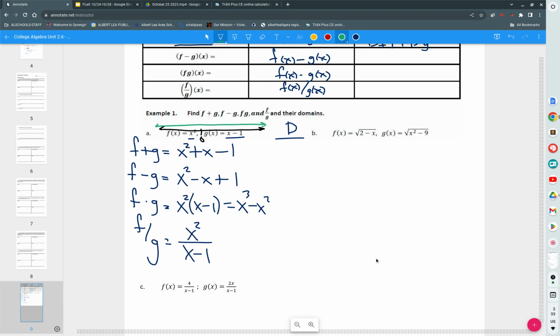I'll represent that with the green line. And then the domain of x minus 1 is also all real numbers. I'll express that with the yellow line. What is the overlap of the yellow and the green? All real numbers. Everybody agree? So therefore, the domain of them being added together is all real numbers. And it's also that way for subtraction and multiplication.